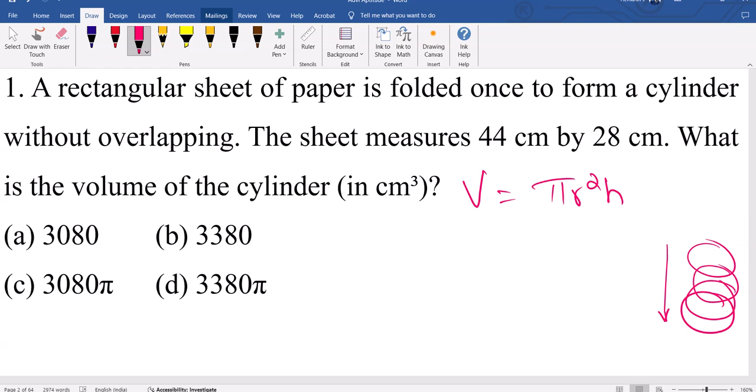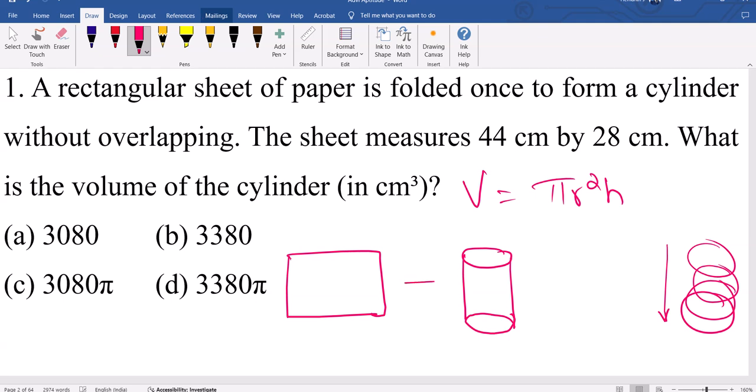Now how to obtain that? See the question, it seems very simple, but the data is hidden, not given directly. Sir, how can I identify height and radius from this? Sir, radius is 44, no? Height is 28, agreed. Okay, see, we have a rectangular paper, you fold it and you get a cylinder. Above it is empty, below it is empty. Fine, but it can be designed from this, right?